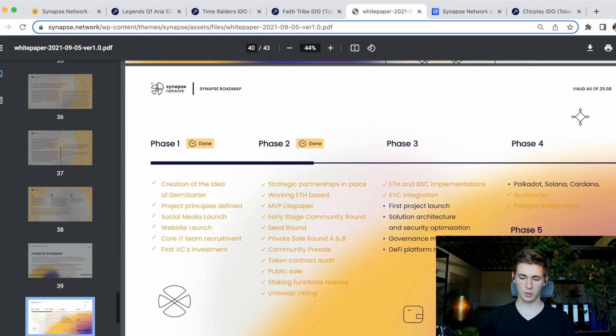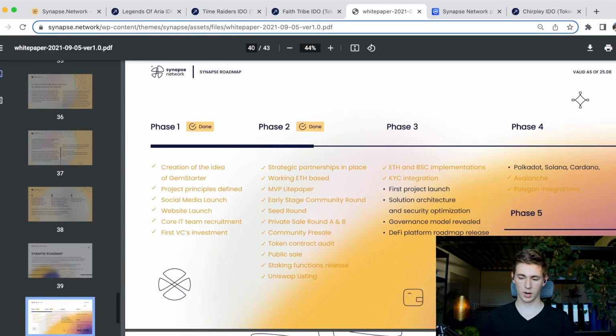They have here their roadmap once again. This one is a bit more comprehensive. So they actually do show that even though they're still not finished with phase 3, they already do a lot of work for phase 4. So they already integrated the Polygon and the Avalanche chain, but they haven't even done this yet. So a bit chaotic perhaps.